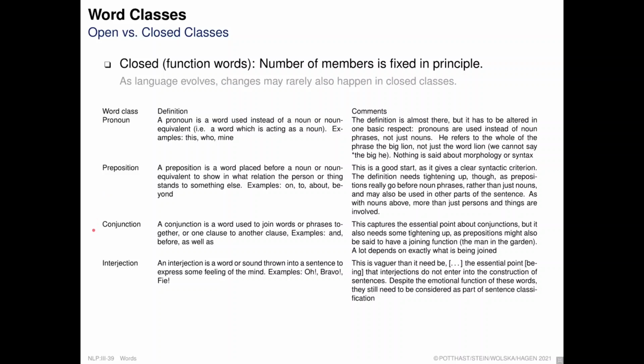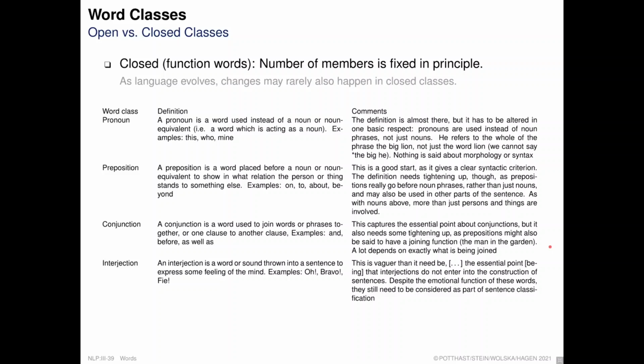Conjunctions are words used to join words or phrases together. These may be nouns, these may be clauses or sentences. Examples of conjunctions are and, before, as well as, and so on, or, but. Conjunctions, of course, are of different types. And and or are coordinating conjunctions. Before is a subordinating conjunction that introduces a temporal or sequential aspect. So the main point about conjunction, as the word itself suggests, is that it conjoins things.